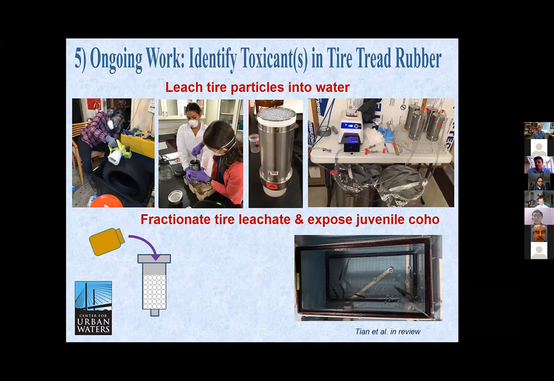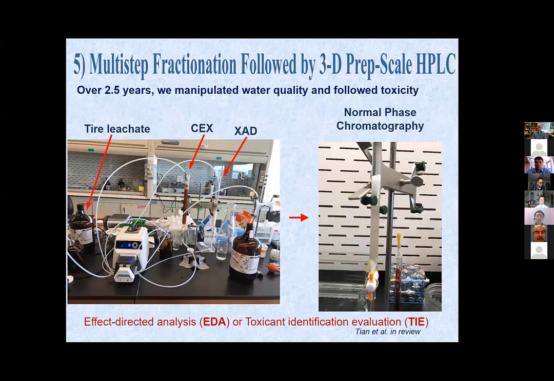Most of you are familiar with fractionation, right? We're leaching these tire particles into water. We're manipulating it. We're trying to get the toxicity to either stay or move or do something, trying to identify if the chemicals coming through these manipulations are still toxic or not. And through that, we learn about the chemical properties of the toxicant or toxicants. So over 2.5 years, we basically manipulated water quality and followed the toxicity. This is basically an effect-directed analysis, or TIE. Again, many of you are familiar with this.